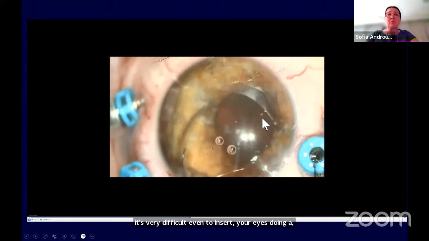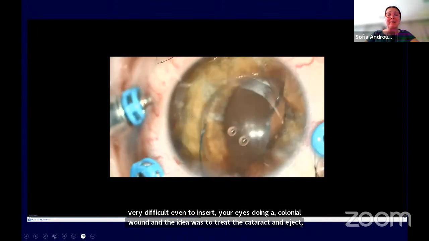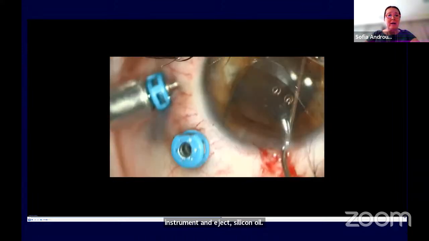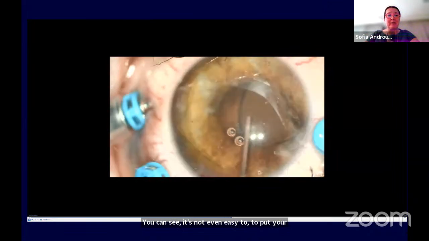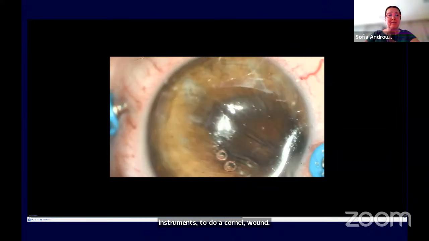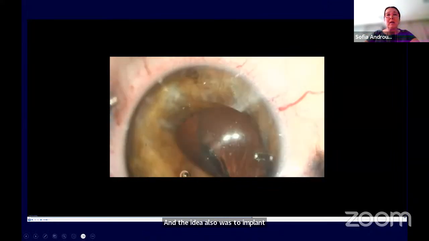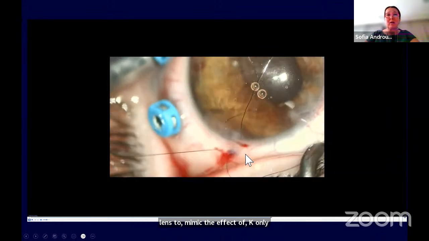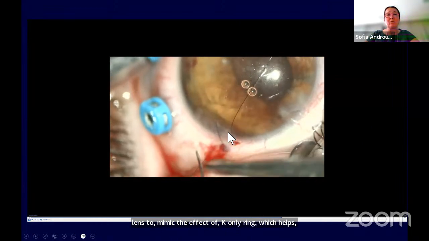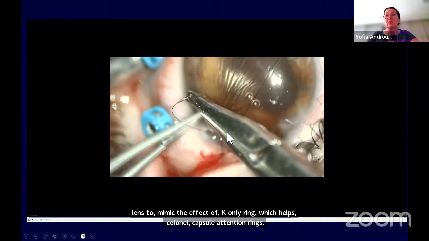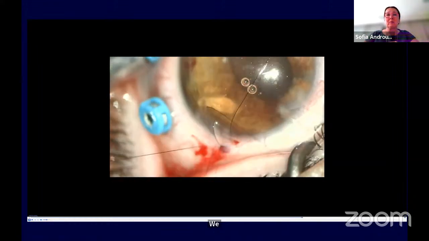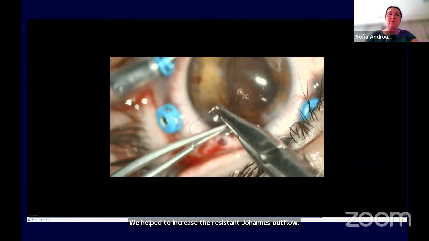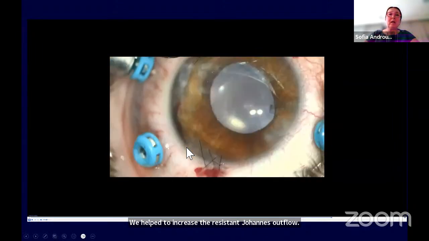The idea also was to implant a 3-piece intraocular lens to mimic the effect of a capsular tension ring, which helps to increase the resistance to aqueous outflow. Again, surgery is, for me, the last resort in this case. You see how difficult it is. I always suture the corneal wound when I do combined surgery. I avoid combined surgery, but when this is the option, I always suture the corneal wound.